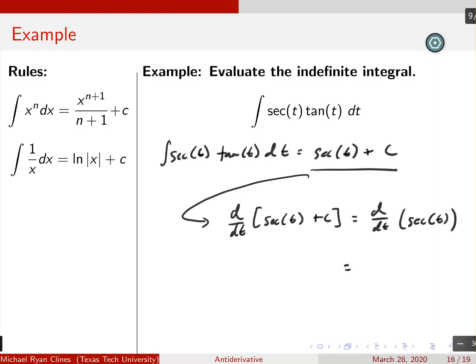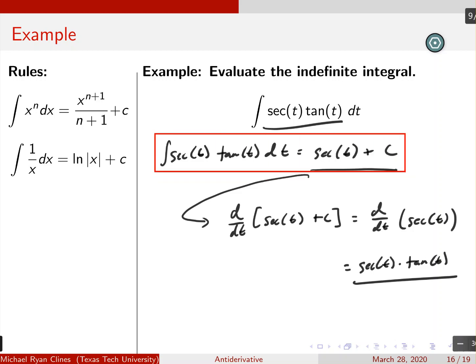But what is the derivative of secant? Secant tangent, which is exactly what we have right there. So this thing we claimed to be the antiderivative, we took the derivative of it, and we ended up back where we started. So we can conclude that our initial guess is correct. The integral of secant of t times tangent of t is equal to secant of t.